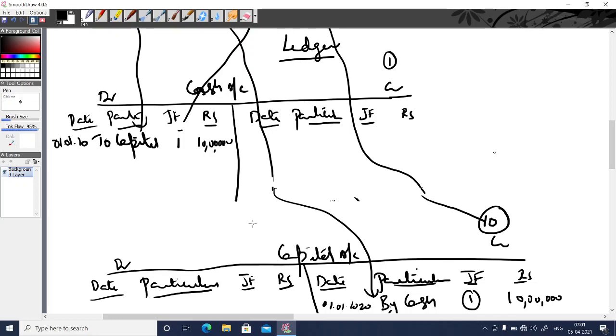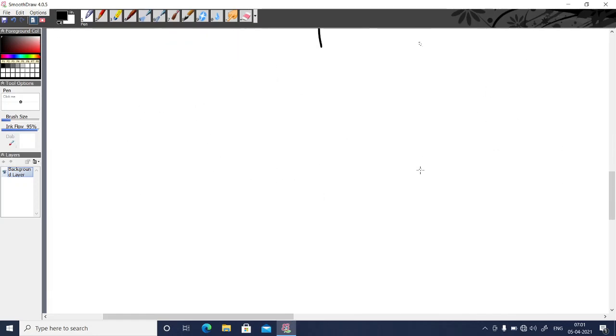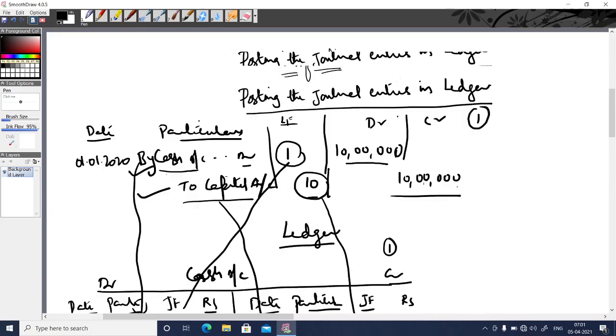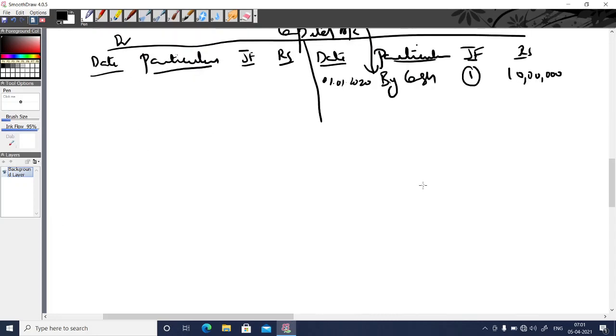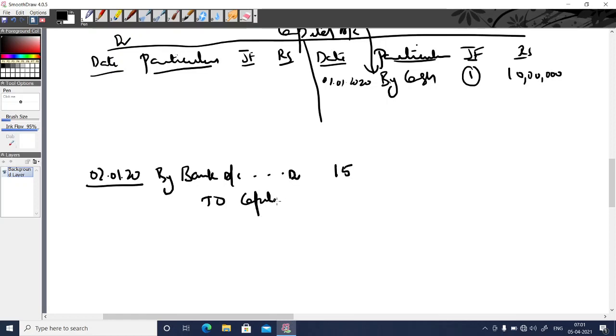So this is what the process of posting is. Okay, I'll take up one more journal entry for the sake of understanding. Let us say on 2nd January 2020, I write a journal entry, bank account debit. Let us say it is in 15th page of the LF. I'll use the prefix "by" here, to capital account, which is there in page number 10 of the LF, rupees 5 lakhs.